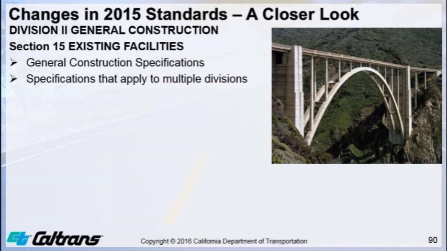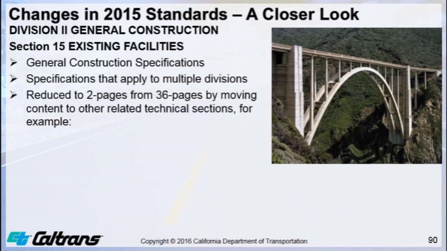2015 Section 15 Existing Facilities now includes general construction specifications for performing work on existing facilities that could apply to multiple technical sections. There are really only two main ones that remain in Section 15. The first is for removing concrete, with very generic specifications, and the other is for salvaging materials.